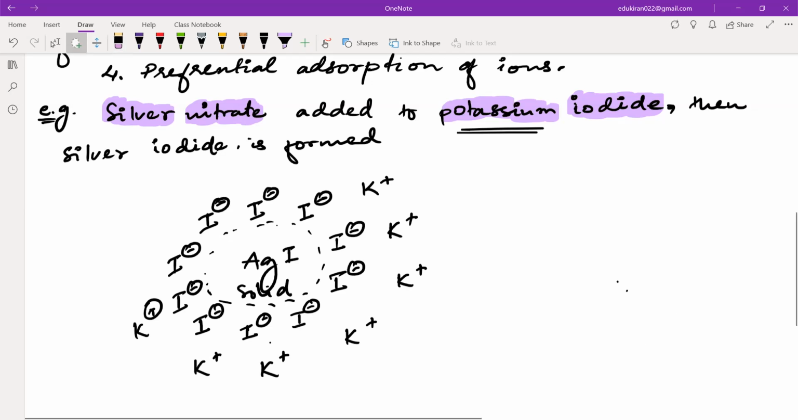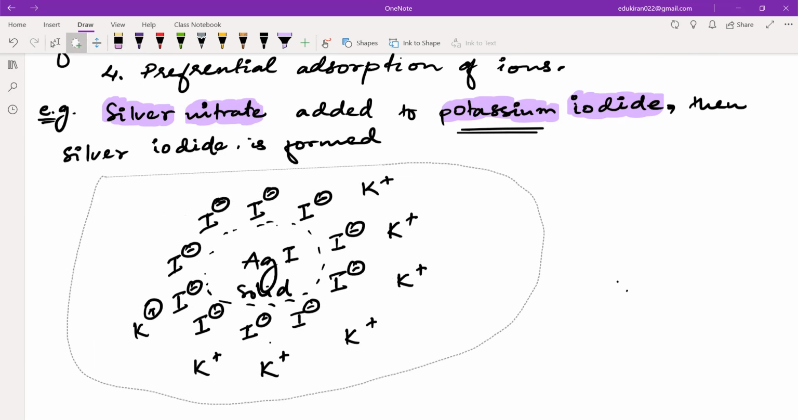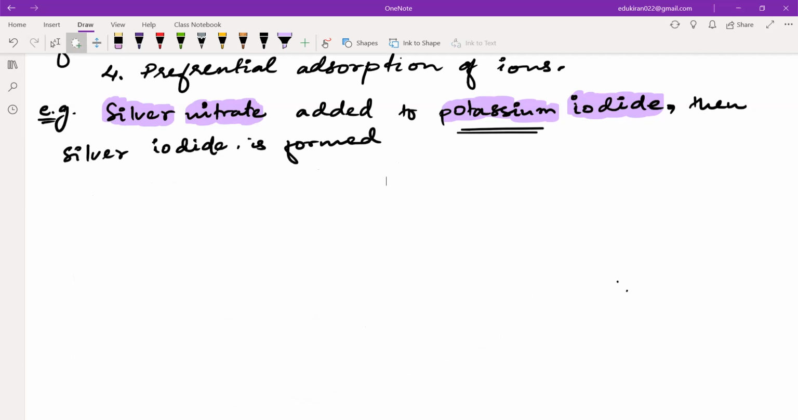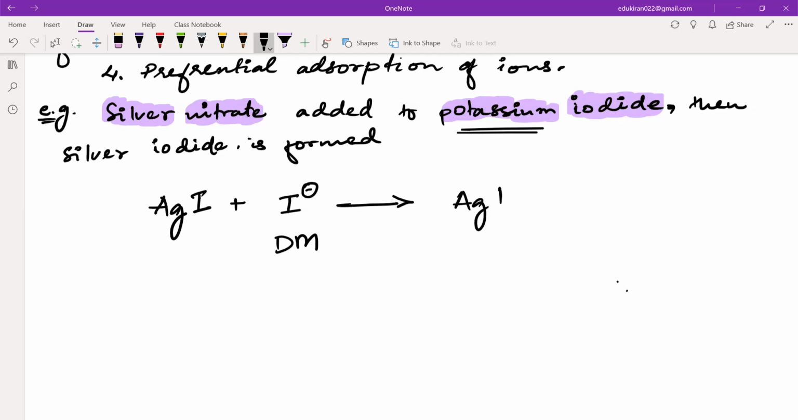Let me give you a better diagram here. How do we show this? We show it like this. We have Ag positive, we have AgI. This is formed as soon as we added silver nitrate. Then I negative, which is in the dispersion medium, we write Dm, and you get AgI with I negative. So we have got a negative sol.